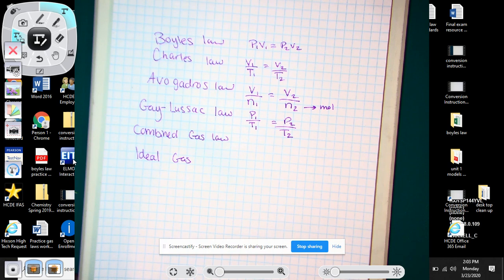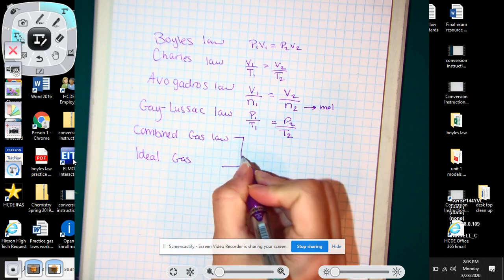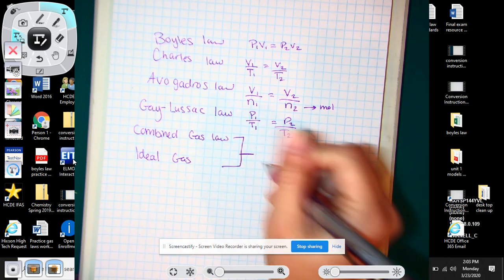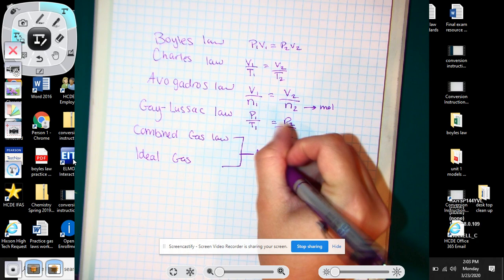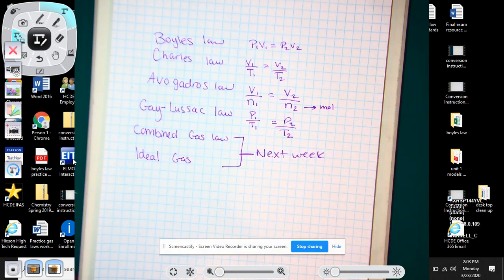Now, combined gas law is just combining these ideas. And we're going to do combined gas law and ideal gas law next week. Ideal gas law is a little tougher, but this is what we're doing next week. Okay, so you just have three laws to learn this week. And at the end of the week, we'll be doing a mixed practice where you have to figure out which law you're dealing with and actually go through it.